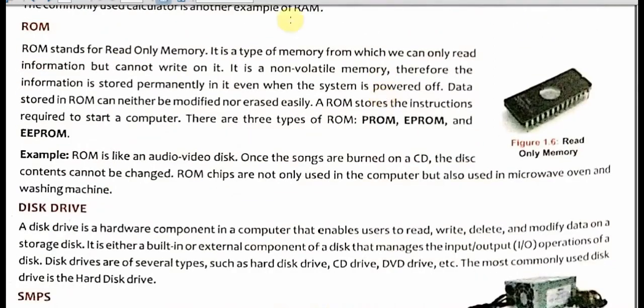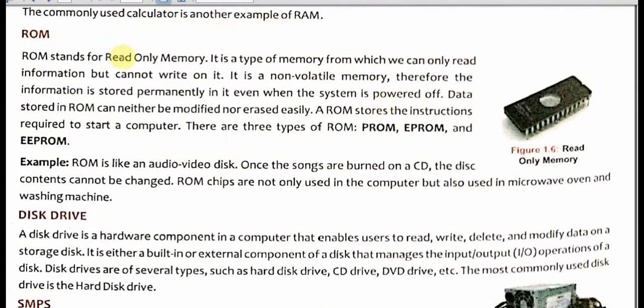Similarly, second one is ROM. ROM is read-only memory. It is very fast but small memory. It is a type of memory from which we can only read, but we cannot write on the ROM. It is non-volatile memory. It means it stores the data and instructions permanently. If you switch off your computer, then also the data will be stored.